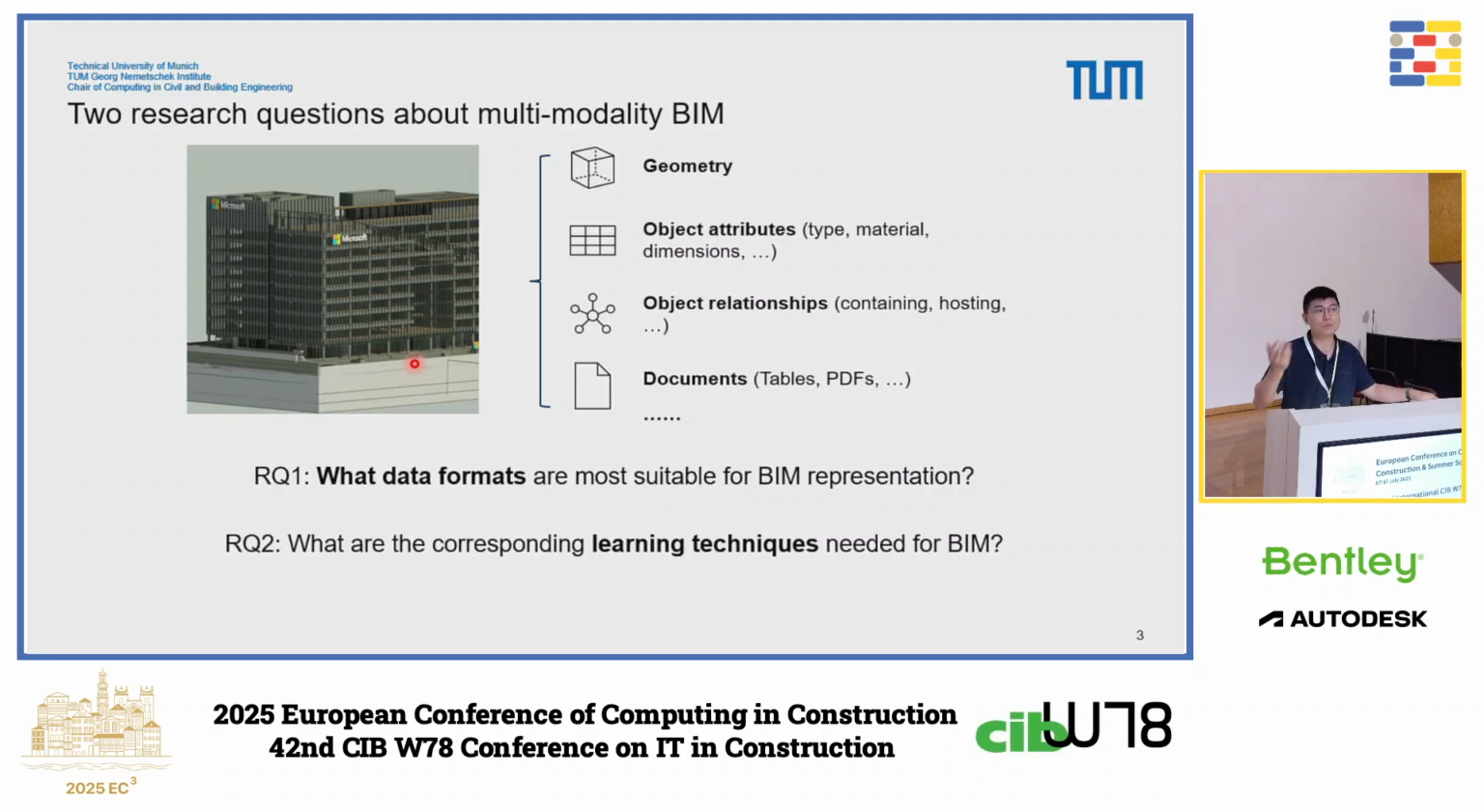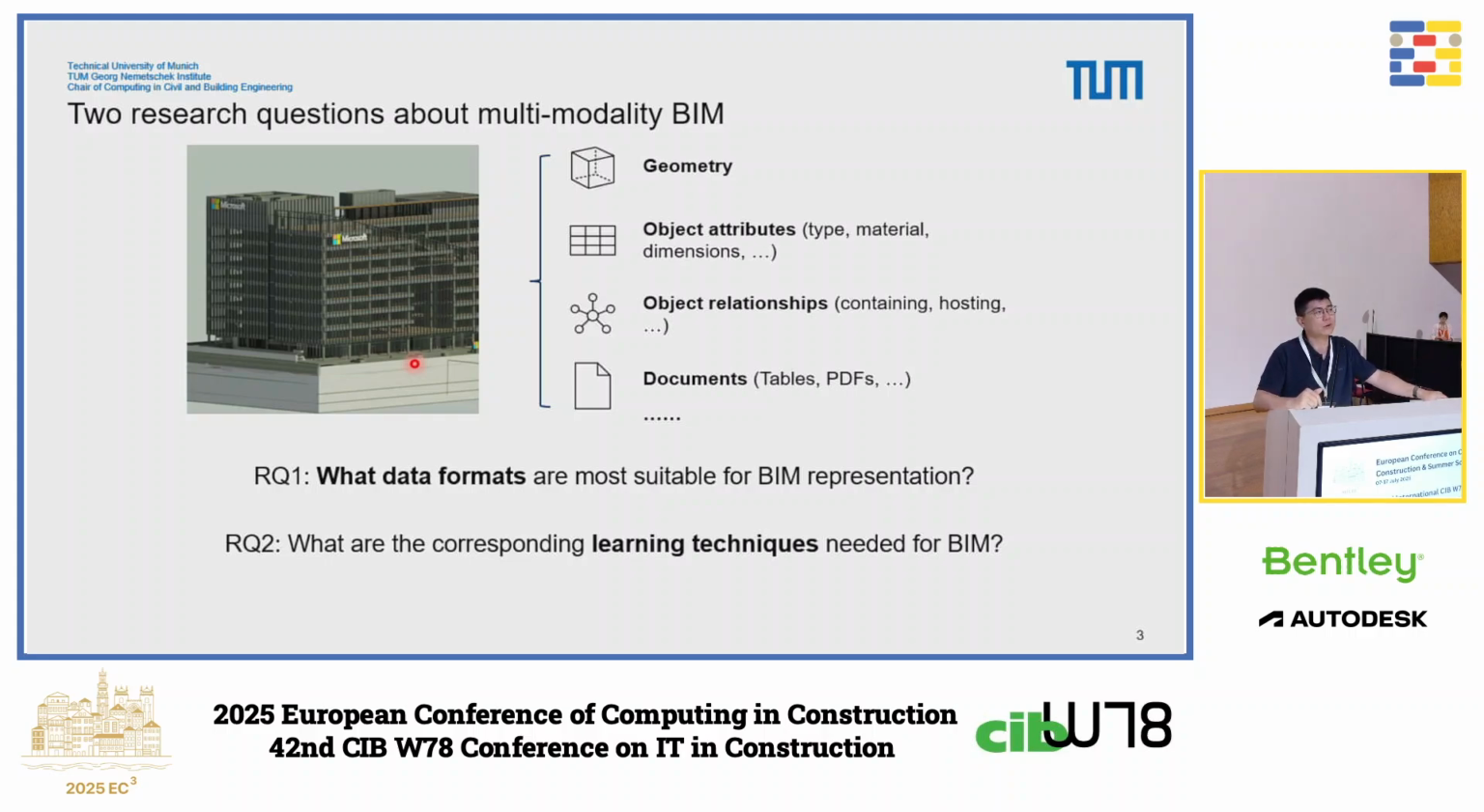They have several modalities. For example, it has geometry. Geometry gives our vision information, gives the location, gives the dimension. It has object semantics, such as material, such as height, these attributes. And objects also have relationships. A wall could be connected to another wall. And we have many other documents, such as drawings, such as codes. So basically, we have many heterogeneous data in BIM.